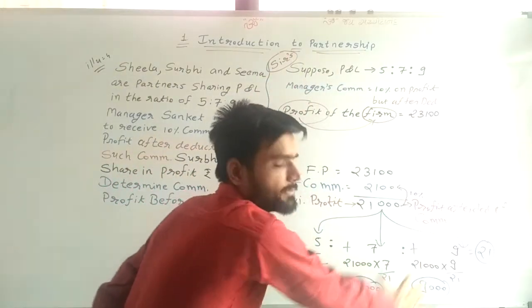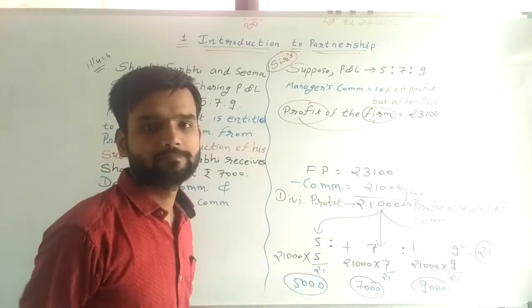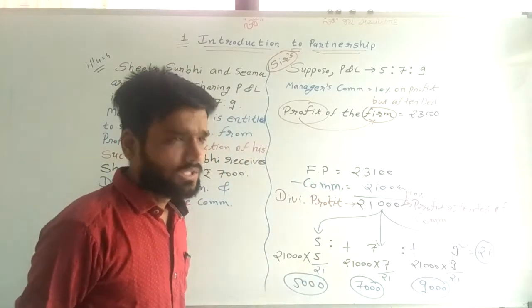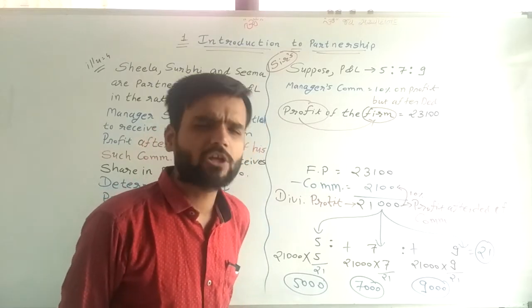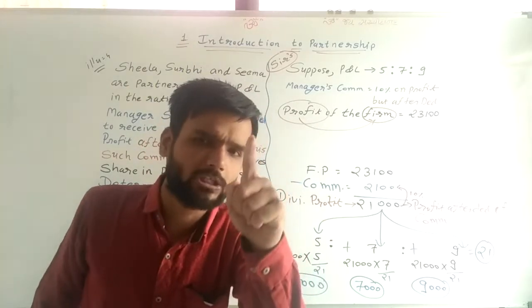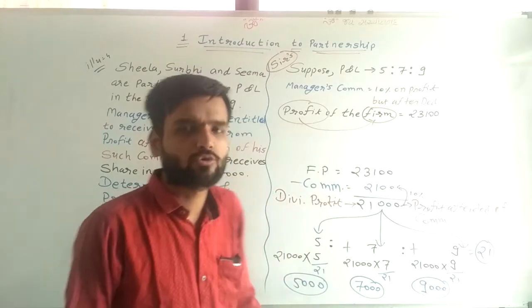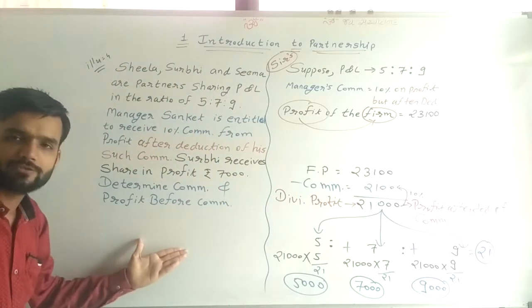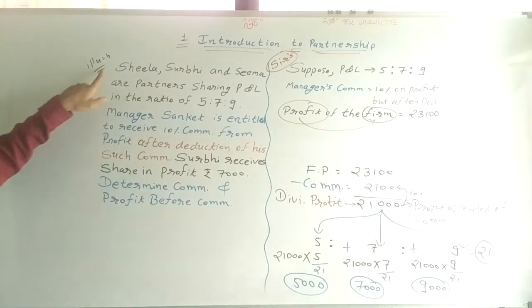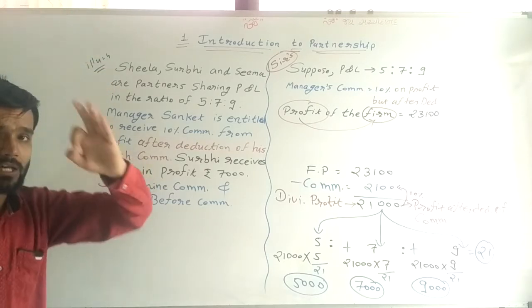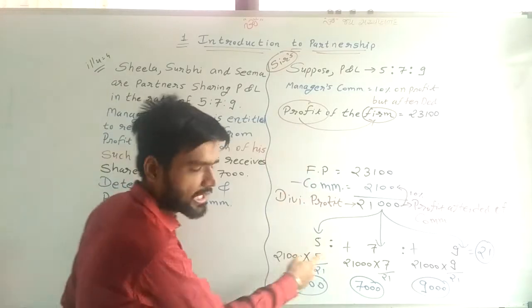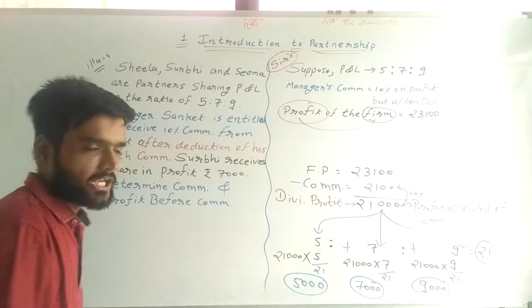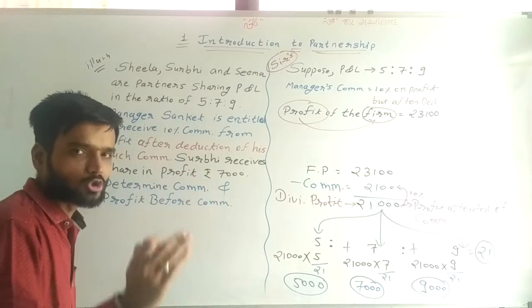Now, this question is 100% completed. But this same question can be asked in a different way. And that is given to you in your textbook. This is the question, Illustration number 4. Now we are understanding this question. If you are clear in this answer, then you can easily solve this question also.